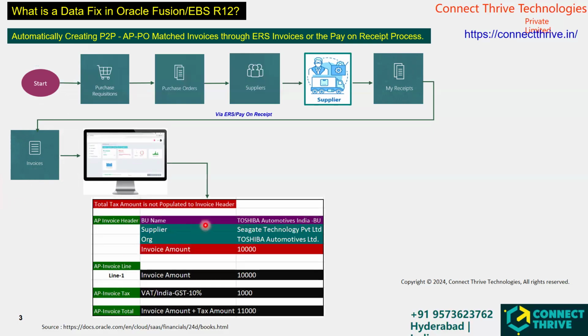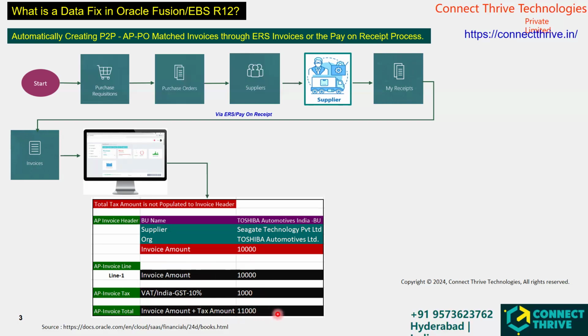This is the AP invoice header details like BU name, supplier name, organization, and then invoice amount, invoice line amount, invoice tax amount, which could be India GST or a VAT. So the invoice total amount: my invoice amount is 10,000, and the line amount is also the same. For this total amount, I'm calculating 10% tax, that is 1,000. So my total amount, invoice amount plus tax amount, equals 11,000.